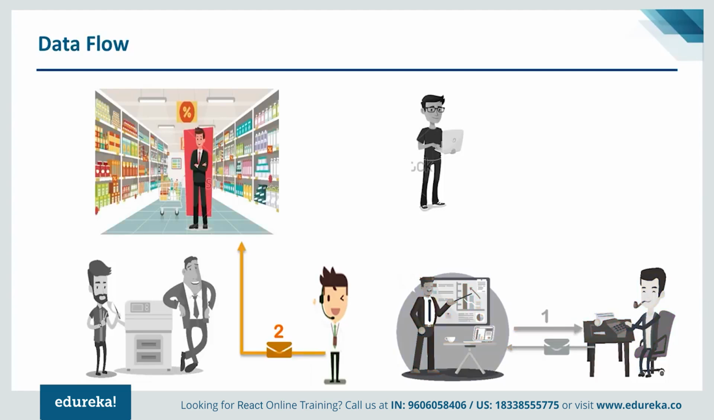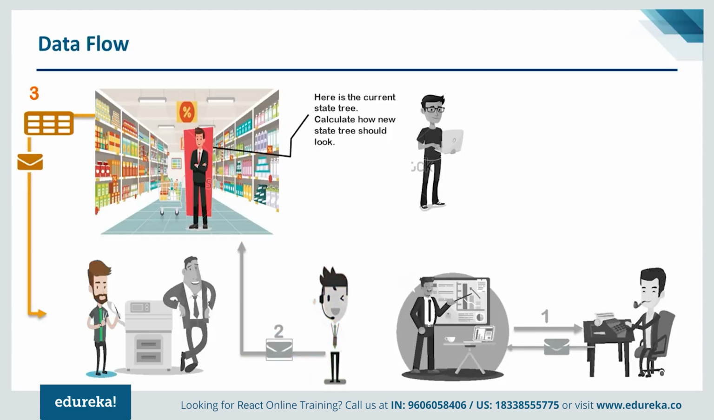Now the second step, the store will get informed since the action has been triggered. As I mentioned, store will always take its input from the action. So the second step is the store will be called. Now what will the store do? Store will have the current state tree. It will be passed to the reducer function to calculate how the new state tree should look, because something has been changed.